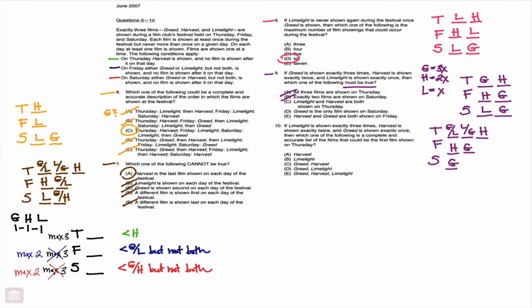C, Limelight and Harvest are both shown on Thursday, and again, you notice in our first scenario, we don't have Limelight on Thursday. We only have Greed and Harvest, so C does not have to be true, and C would be eliminated. D, Greed is the only film shown on Saturday. Again, in our first scenario, we had Limelight with Greed on Saturday, so D does not follow, which means that E would be the correct answer by process of elimination. And you should notice as well that Harvest and Greed are both shown on Friday in both of these scenarios. So E here must be true, and E would be the correct answer.